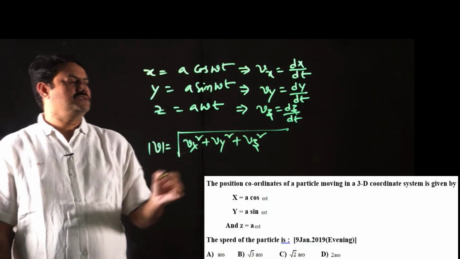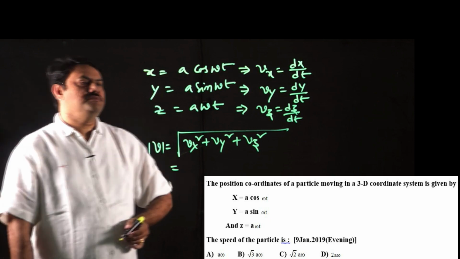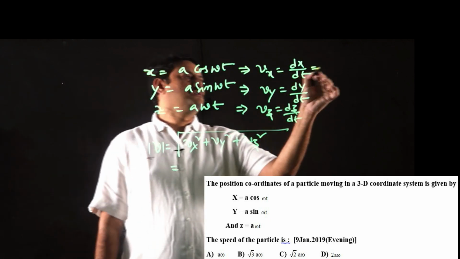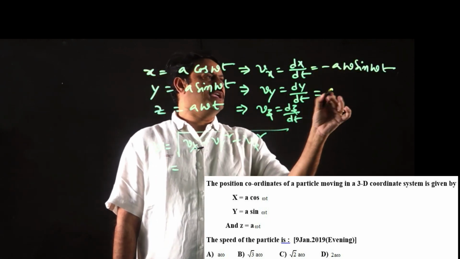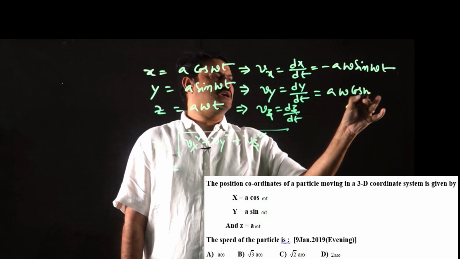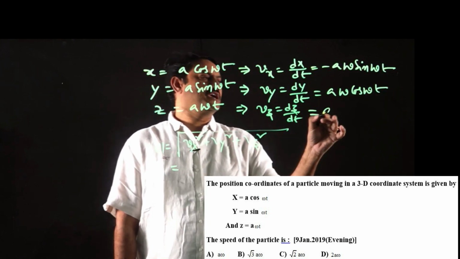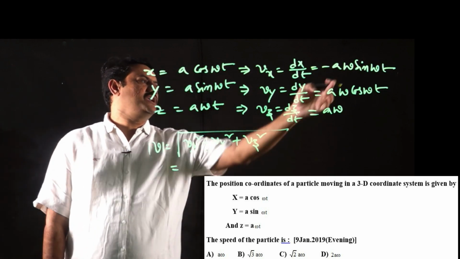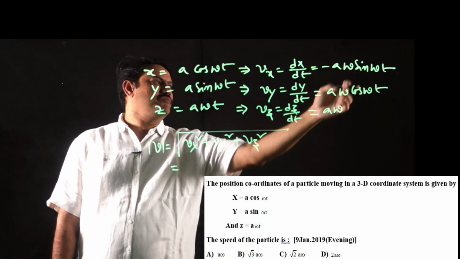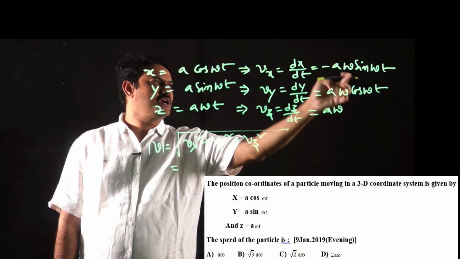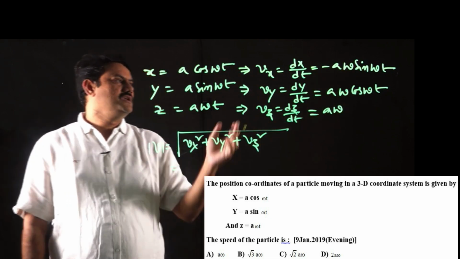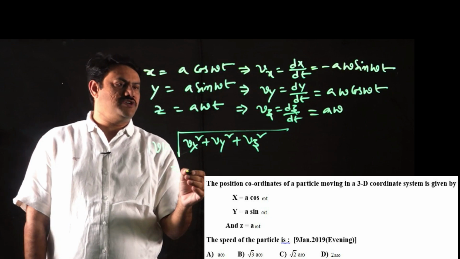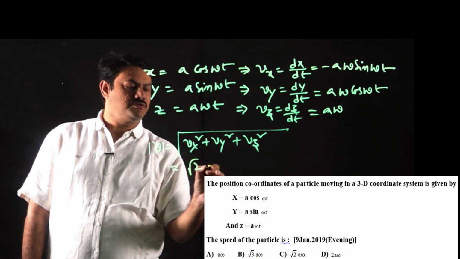So you will get Vx is equal to minus a omega sin omega t, Vy is a omega cos omega t, and Vz is a omega. So V is equal to root over Vx square plus Vy square plus Vz square. Here a square omega square sin square omega t plus a square omega square cos square omega t. Take common, that will be 1. So a square omega square plus a square omega square, that is equal to root 2 a omega.